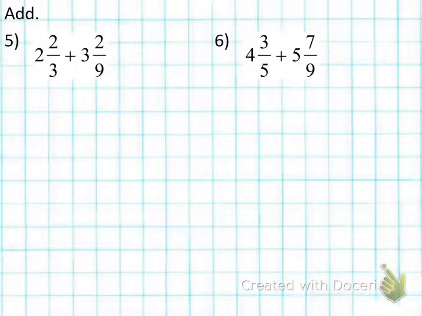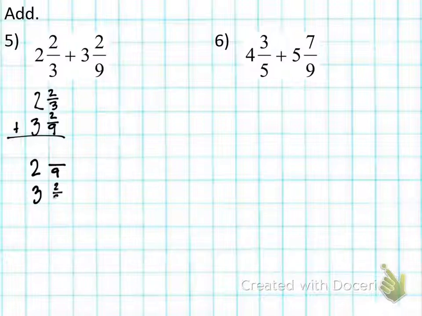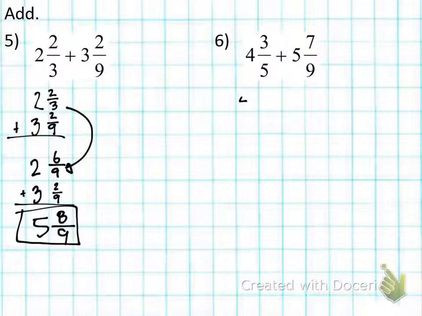Number 5. This one I'm going to let you work out by yourself. I'll give you a few moments here. Okay, so number 5, right? We write it vertically first as follows. We find a common denominator of 9, so we only have to convert one denominator. We add the numerators, 8 9ths, and we're done, okay?